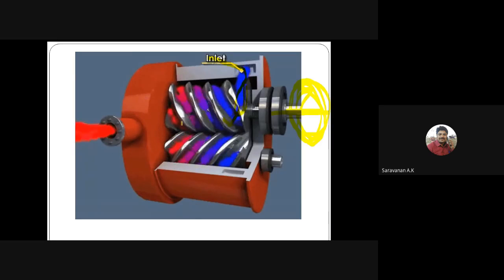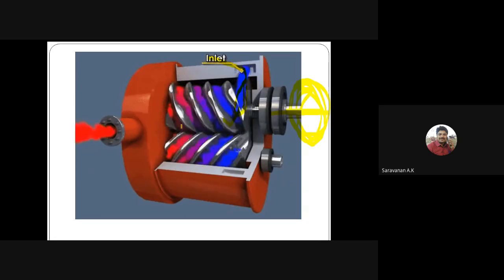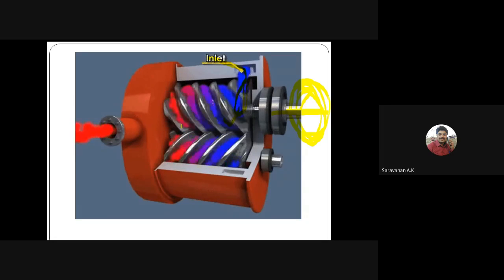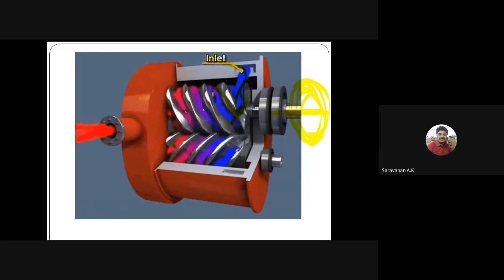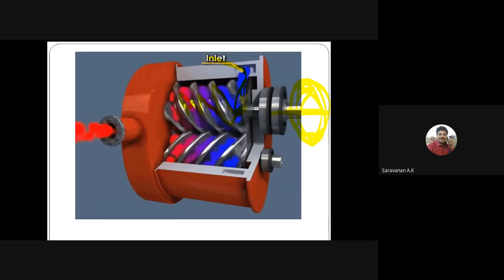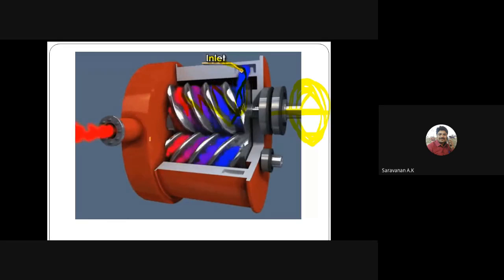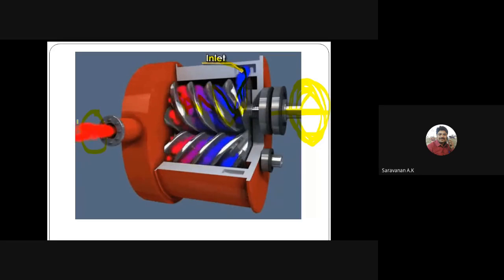This type of compressor is called the screw type compressor. Here you can see the setup. We have two screws, and they rotate. While rotating, the air mass flow passes between the two threads. The air will be compressed, and we get high pressure air at the outlet. Whether it is clear?